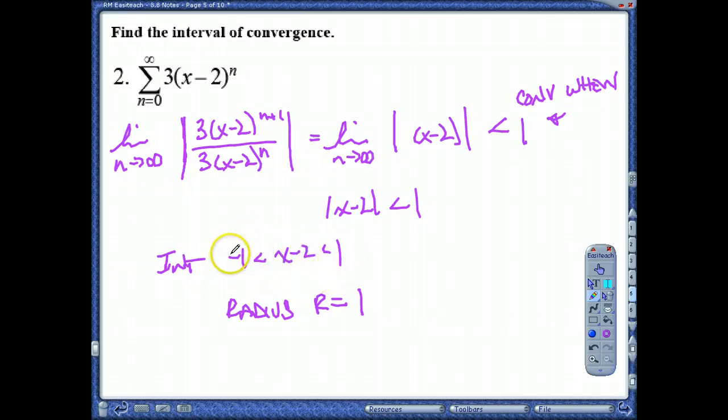Now, if they wanted the full interval, you would just add your 2 to both sides. So you'd have 1. And you could see that whole diameter is 2, so that radius would be half of that, which would be 1. So if they ask for the interval, by all means, give them the interval.